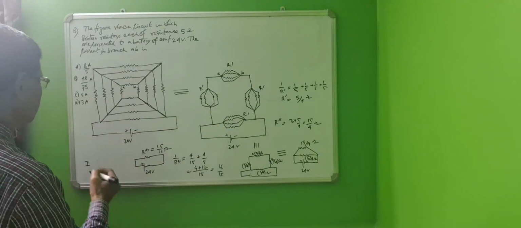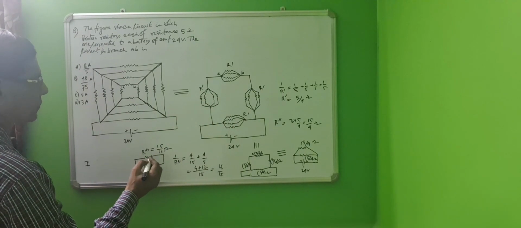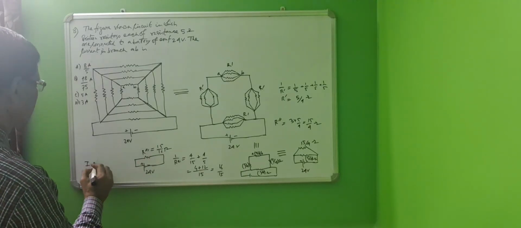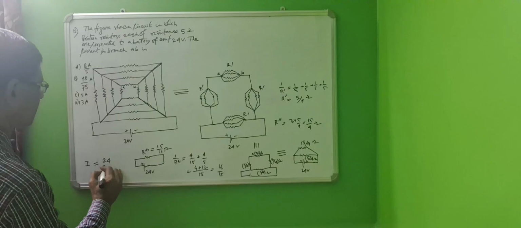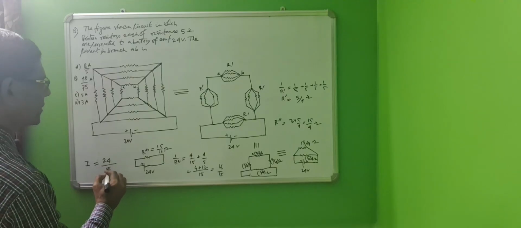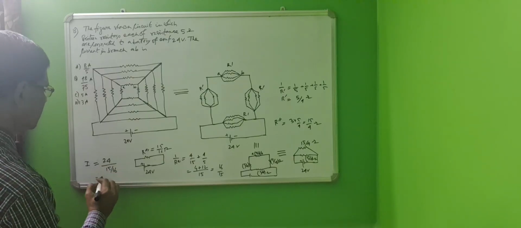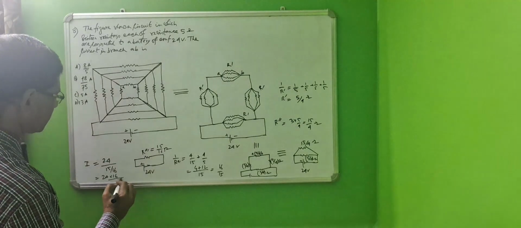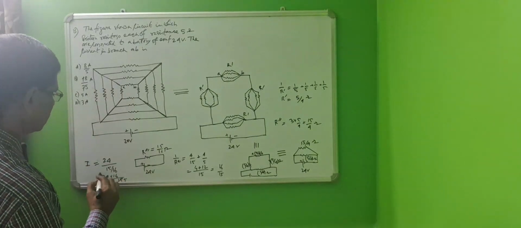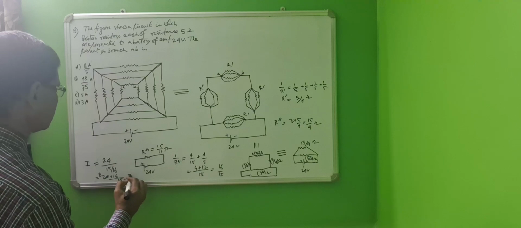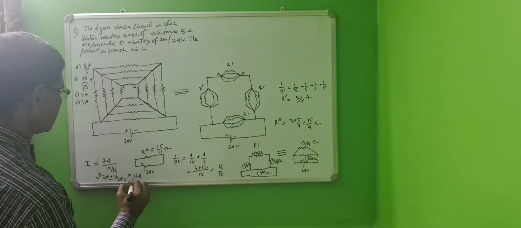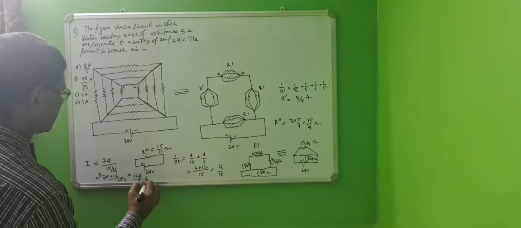So the current through the equivalent resistance equals to 24 divided by 15 upon 16, which equals 128 ampere.